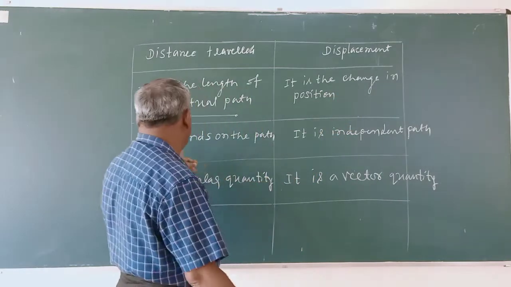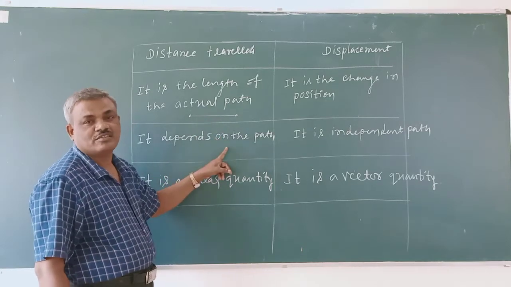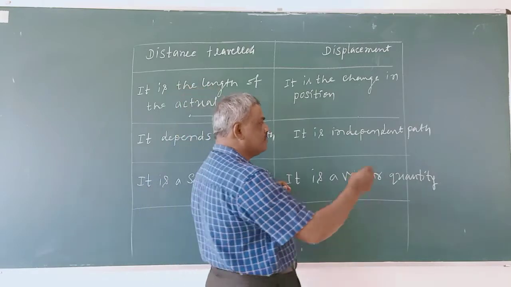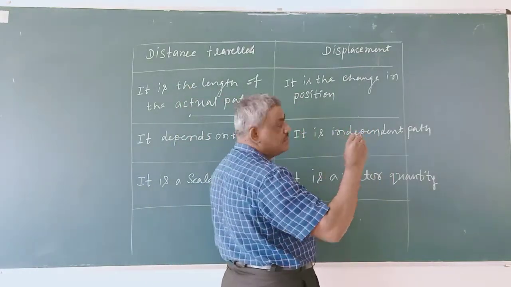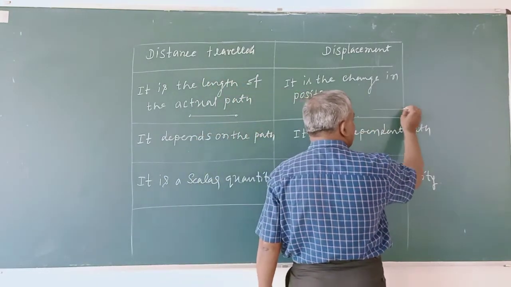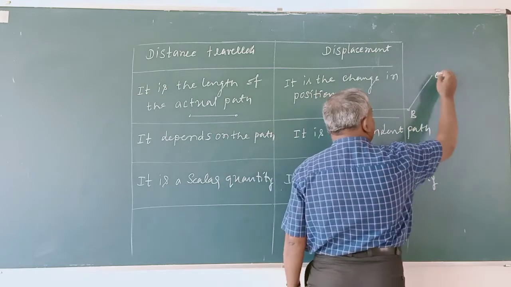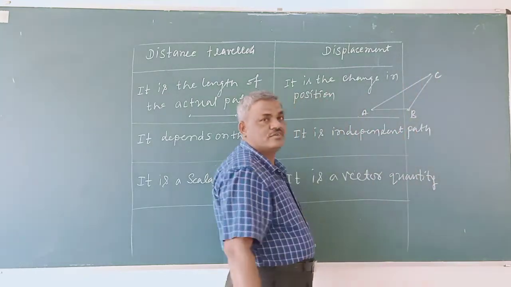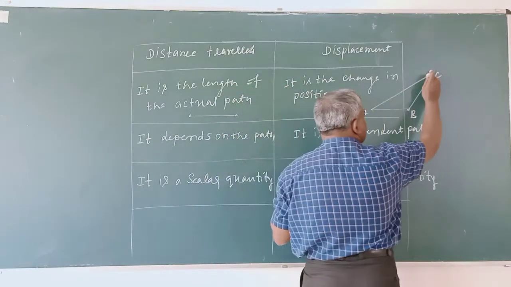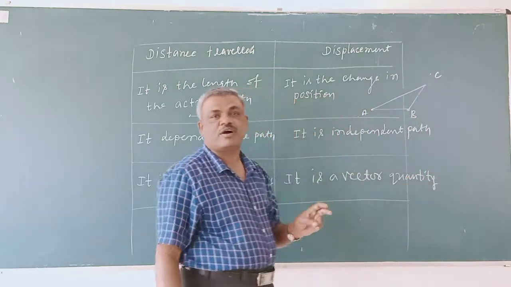Now the second point: distance depends on the path, it depends on the length of the path. Displacement is independent of the path. Independent of path means displacement is the shortest distance between the initial and final position. Initially the body moves from A to B, then B to C. So AC is the displacement. So this is independent of the path.